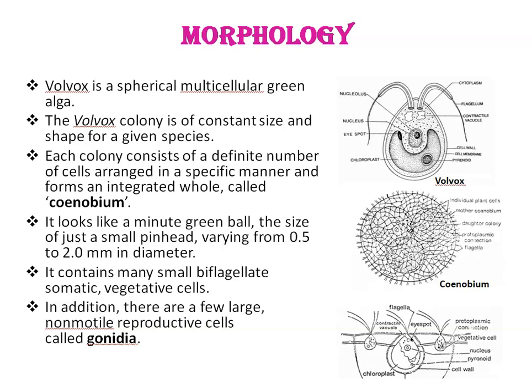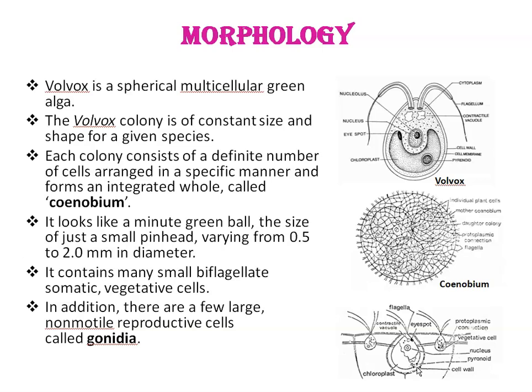It contains many small biflagellate somatic or vegetative cells. You can see here these small are the vegetative cells. In addition, there are few large non-motile reproductive cells called gonidia, mostly in the posterior pole. The reproductive cells never develop functional flagella and never contribute to any somatic function of the individual. They are entirely specialized for reproduction.